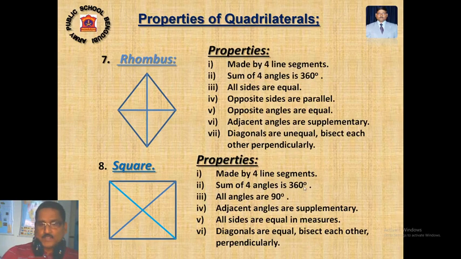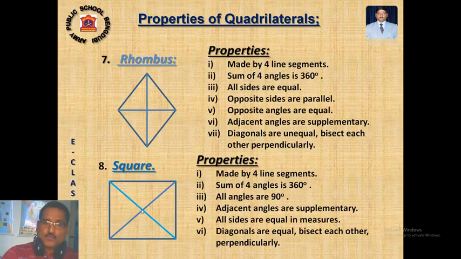Sum of 4 angles is 360 degrees. All angles are 90 degrees. Adjacent angles are supplementary. All sides are equal in measure. Diagonals are equal, bisect each other and are also perpendicular. Clear? So these are the properties.